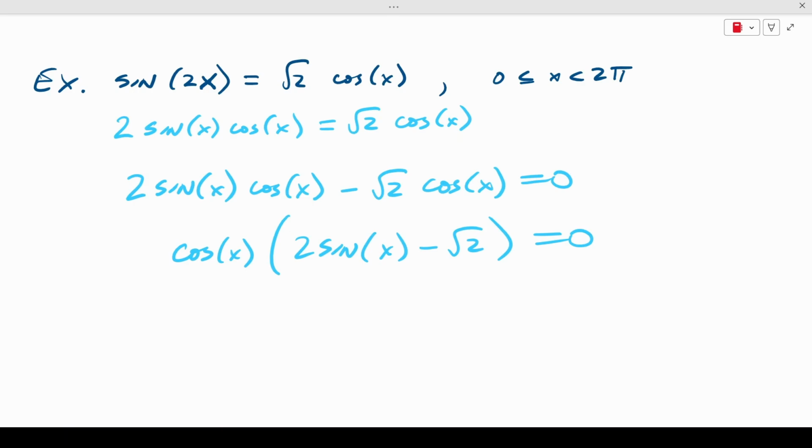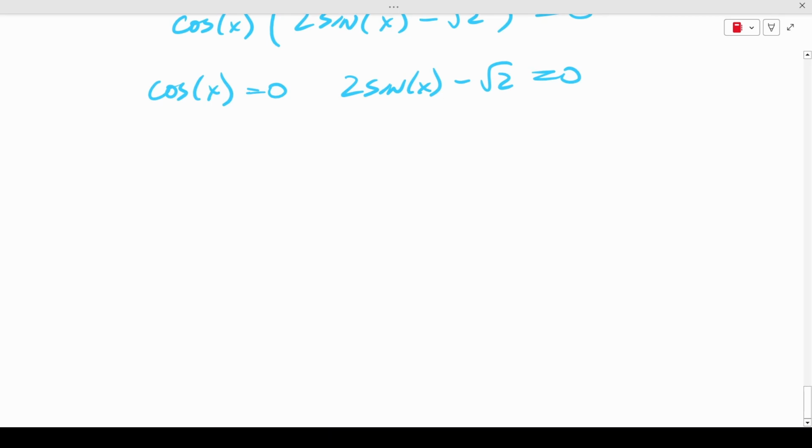That's interesting. Okay. And so how could that equal 0? Well, if cosine of x equals 0, or if 2 sine of x minus root 2 equals 0. So I solve each of these. The cosine x is pretty straightforward. It's going to be this picture here. So when is cosine x 0? Pi over 2 and 3 pi over 2.